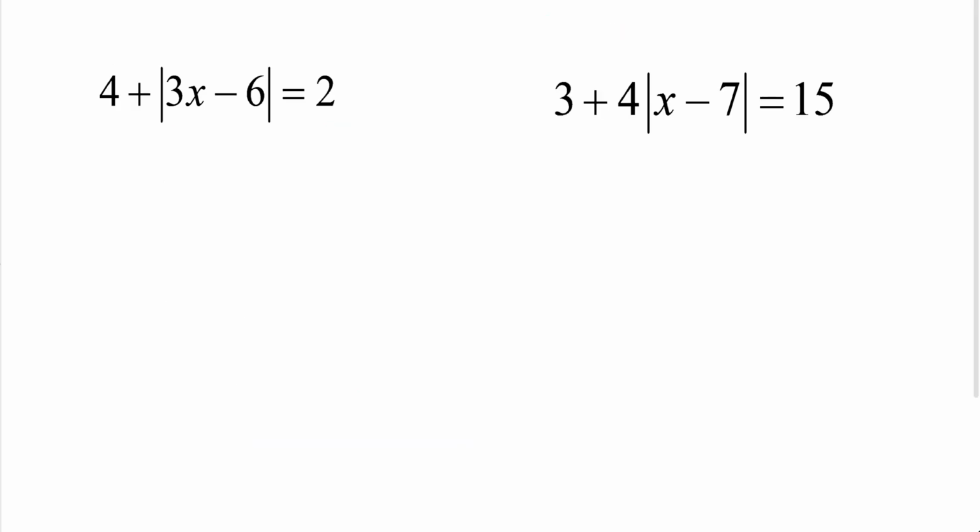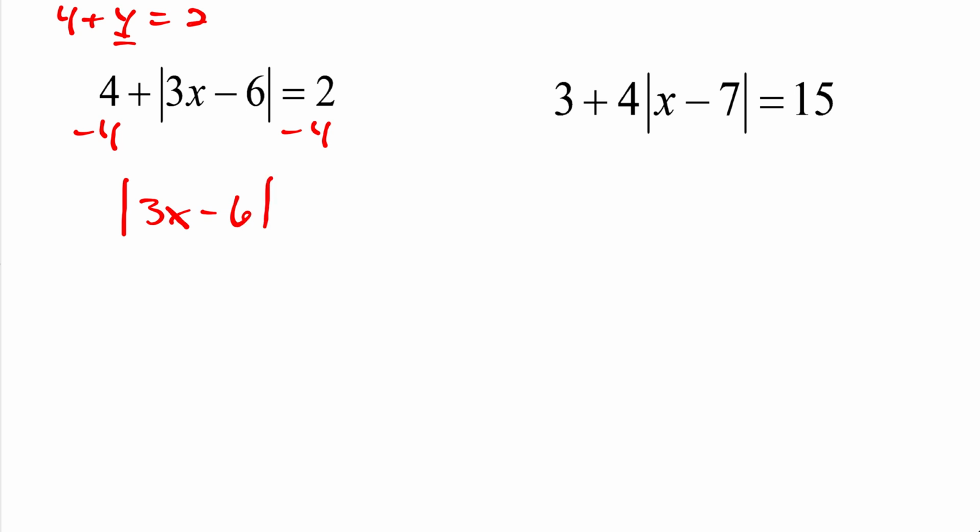That's okay. Again, I'm thinking of it like this. I need to get this y by itself. So first, subtract 4. Now I have the absolute value equal to a negative. How many answers? None. This is a no solution.